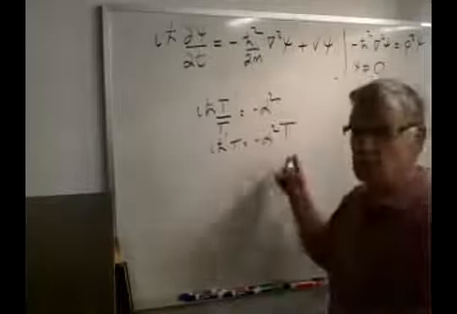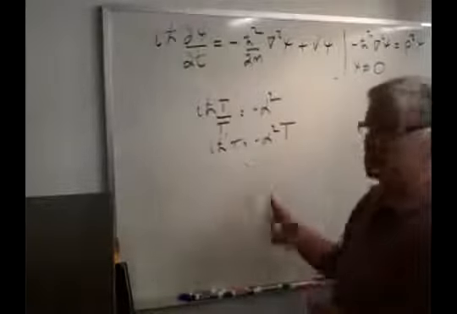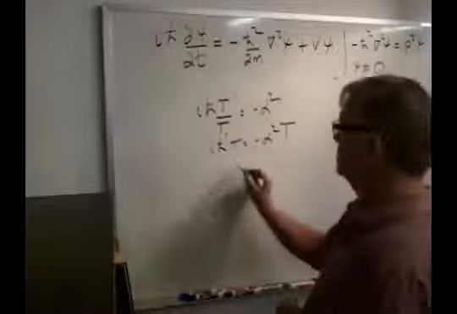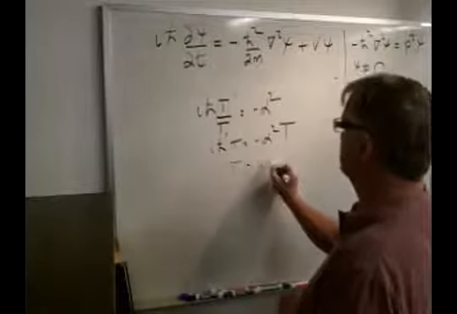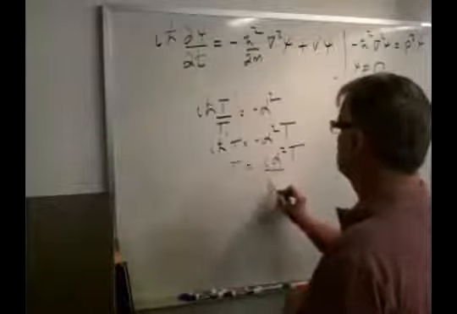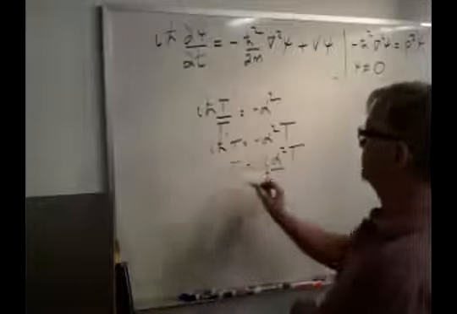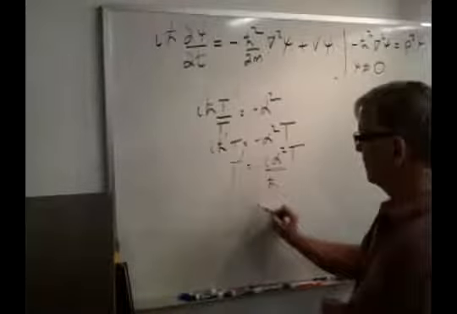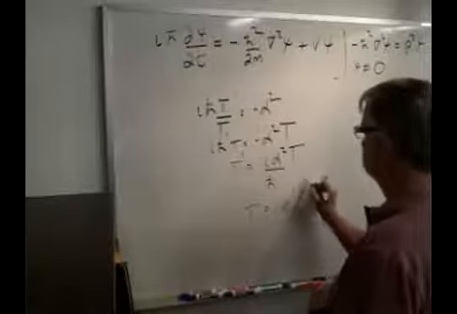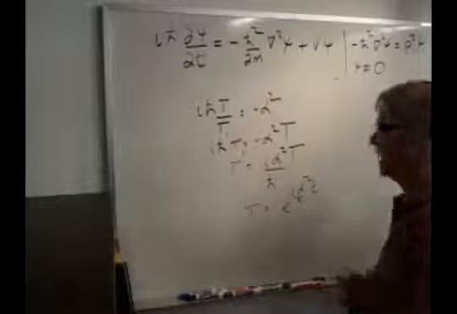The function T is a function of time only. If you divide by i, it's the same as multiplying by negative i. So we would have T prime is equal to i alpha squared T all over h bar, which gives us a very simple solution: T is equal to the exponential of i alpha squared over h bar times time.